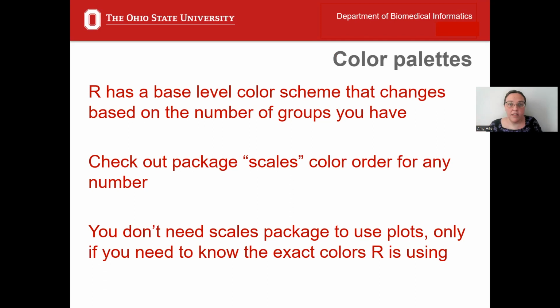R has color palettes. Some of them are built in, some of them are saved in packages. So you can look at either one. This package I reference here will tell you the base level R colors. So if you want to know what is the particular code for the color that R is using in your plots, because maybe you want to use it somewhere else, check out the scales package and it will tell you that the salmon that they use is such and such value.